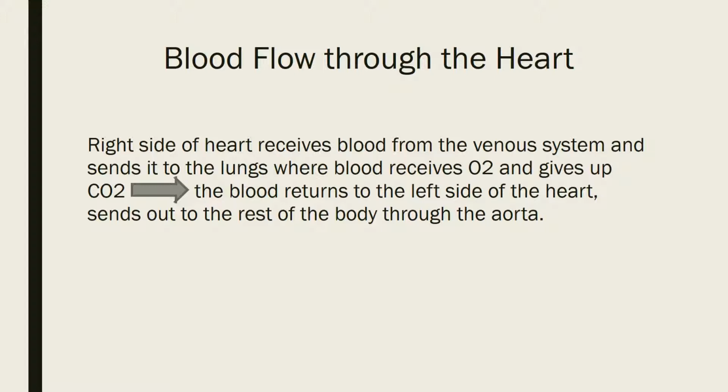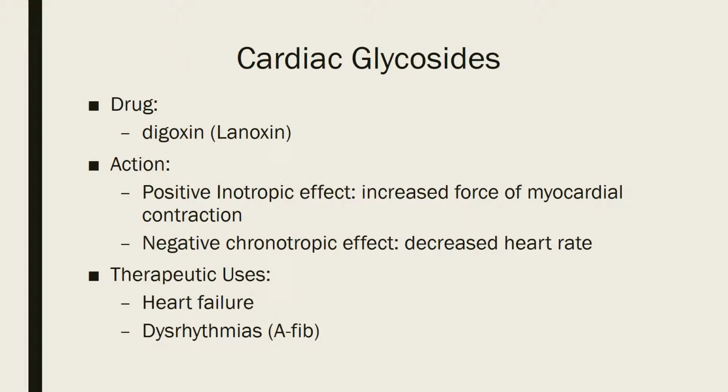So knowing the blood flow through the heart, the right side of the heart receives the blood from the venous system and sends it to the lungs, where the blood is going to receive that oxygen and give up the carbon dioxide. Then that blood is going to return to the left side of the heart, where it's going to send it out to the rest of the body through the aorta.